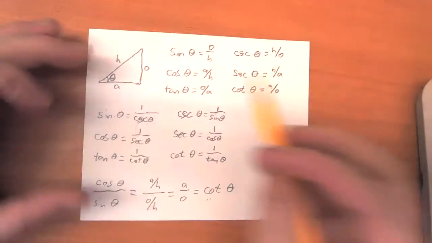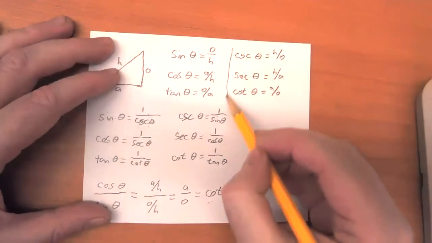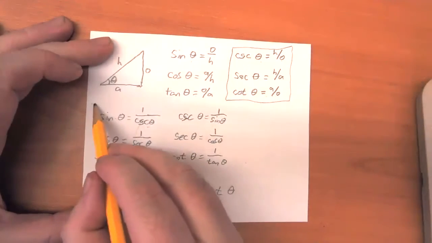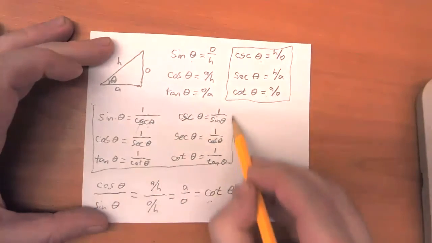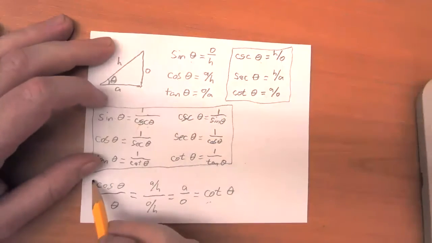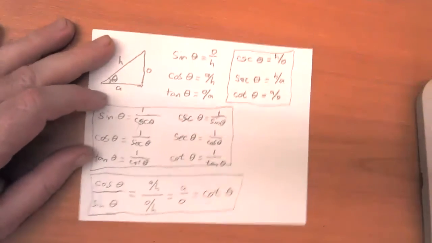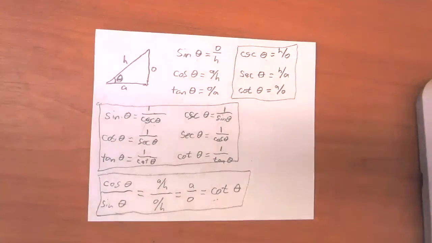Okay, so these are more things you need to remember. You need to remember the definition of these 3 new functions. You need to remember these 6 reciprocal identities, and it is handy from time to time to remember this extra cotangent identity.